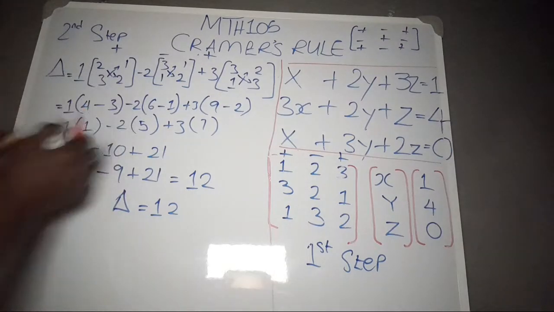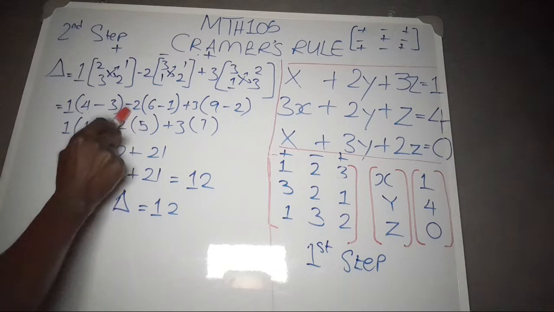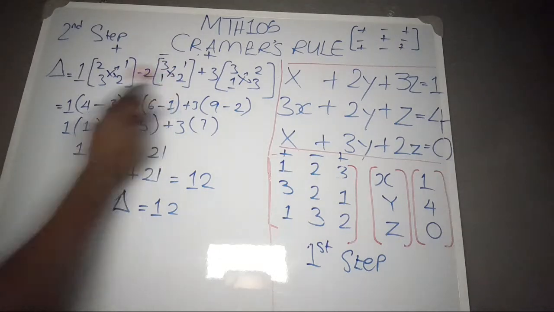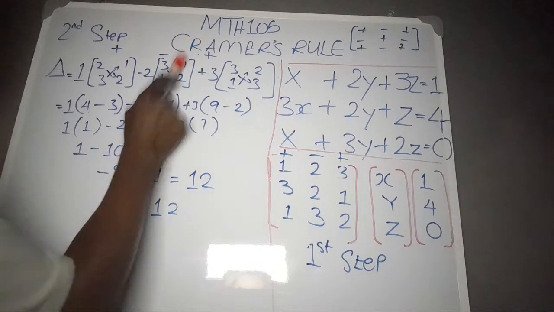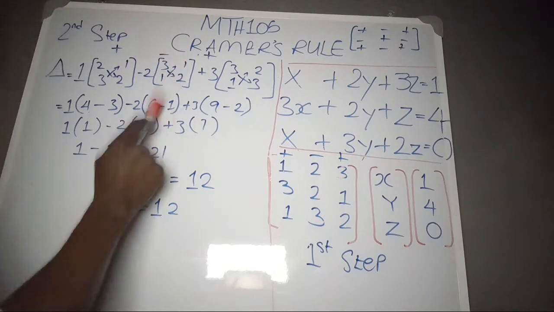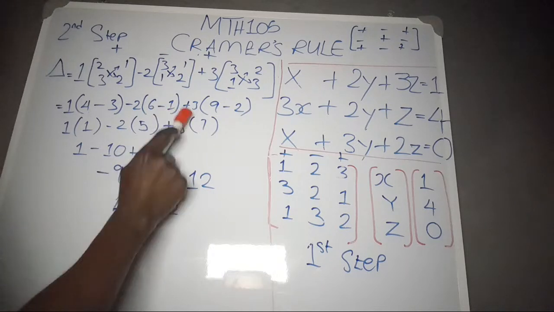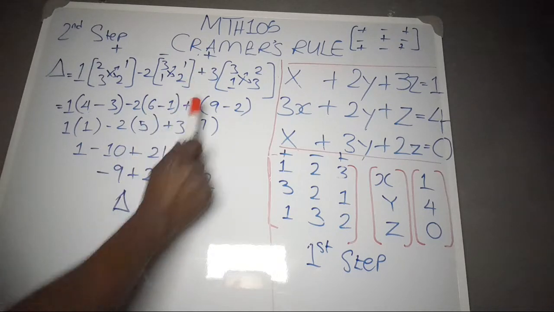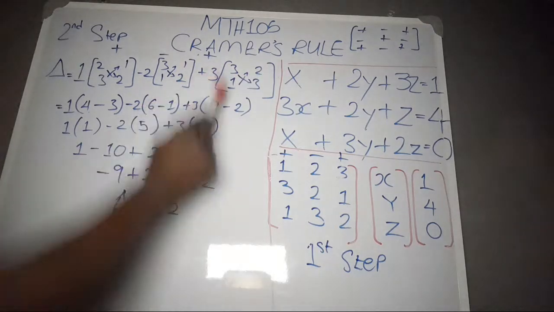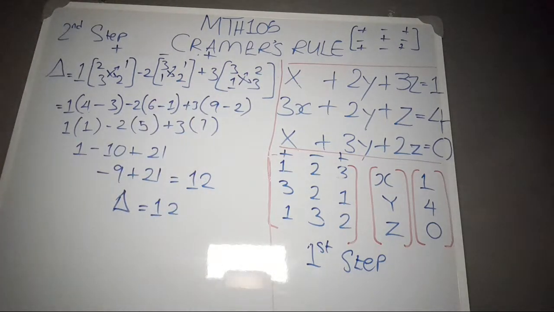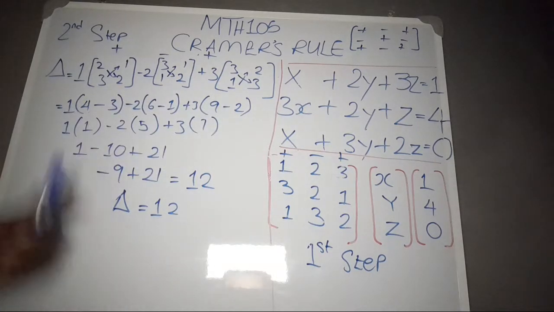Then you close that bracket, you bring down this minus 2, it comes here. Then you multiply the elements in this matrix, which is 3 by 2 and 1 by 1, which gives us 3 multiplied by 2, that gives us 6. Then 1 by 1 gives us 1. Then we bring out this plus 3. Then we have 3 multiplied by 3, which gives us 9. And we have 1 multiplied by 2, which gives us 2. And let's not forget the signs. And that's how we arrived here.